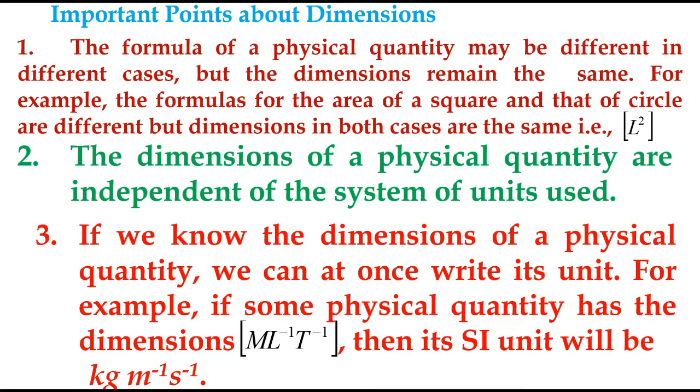Third one: if you know the dimensions of a physical quantity, we can at once write its unit. For example, if some physical quantity has the dimensions M L^-1 T^-1, then its SI unit will be: M means kilogram, L inverse means meter inverse, T inverse means second inverse. So that is kilogram per meter second.